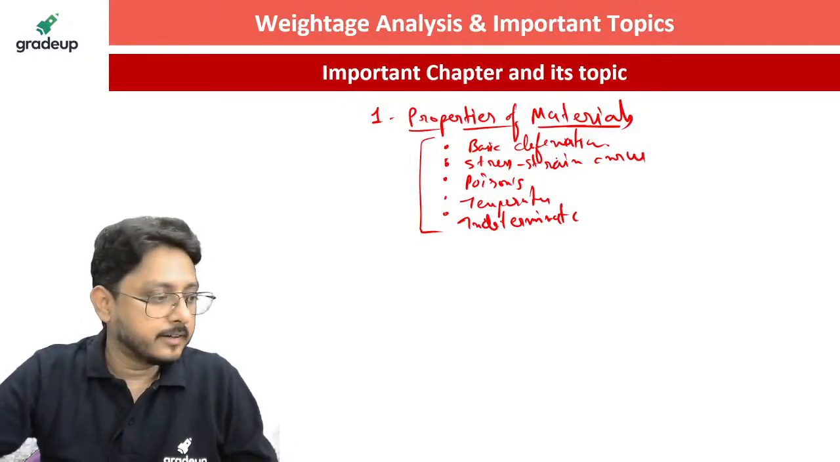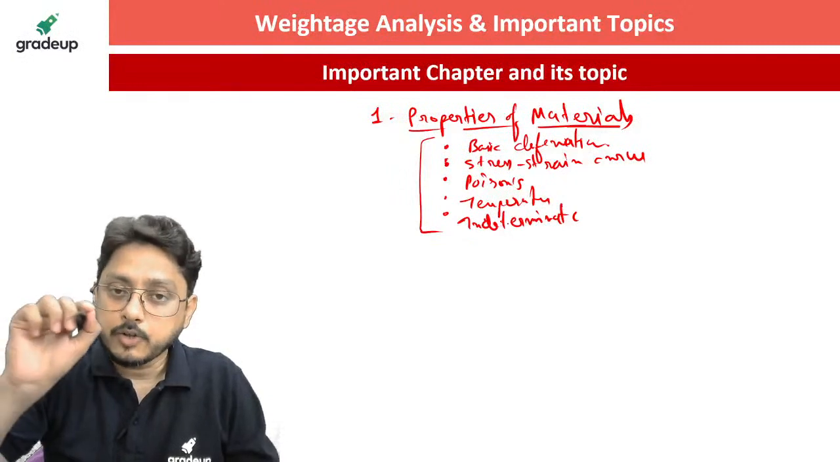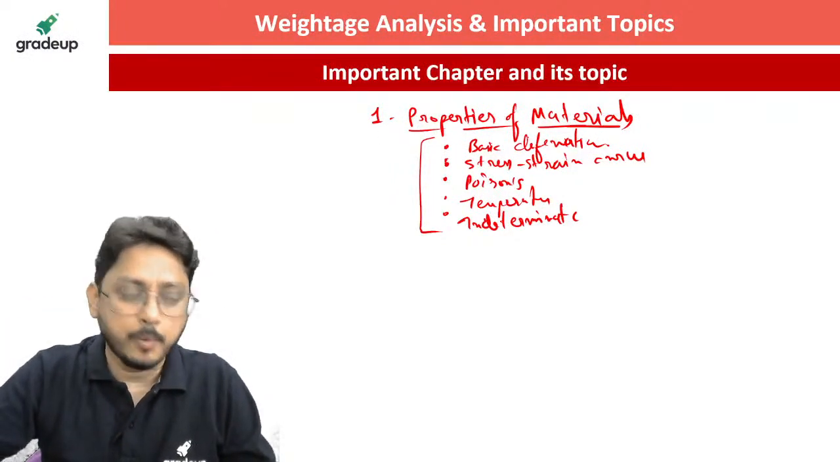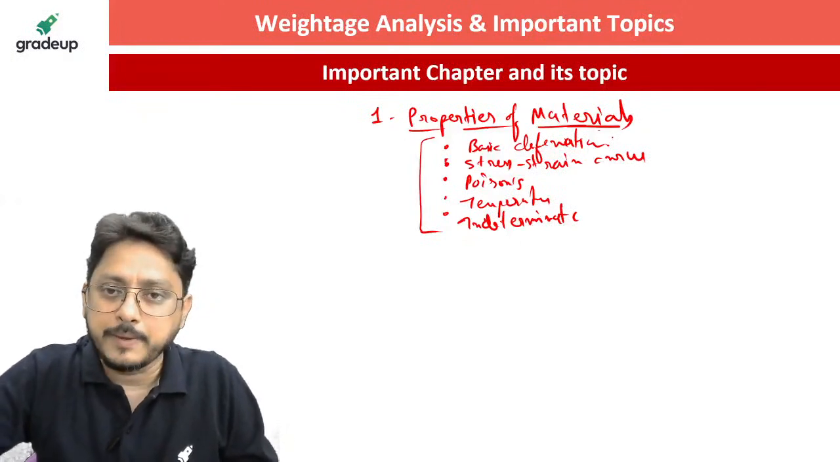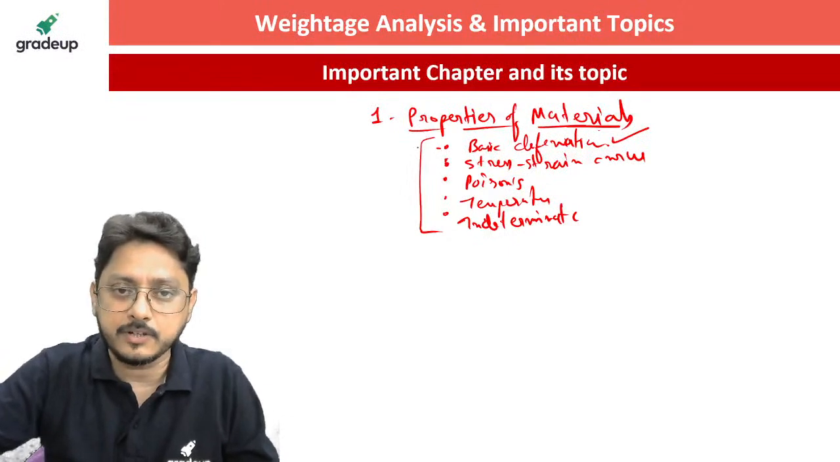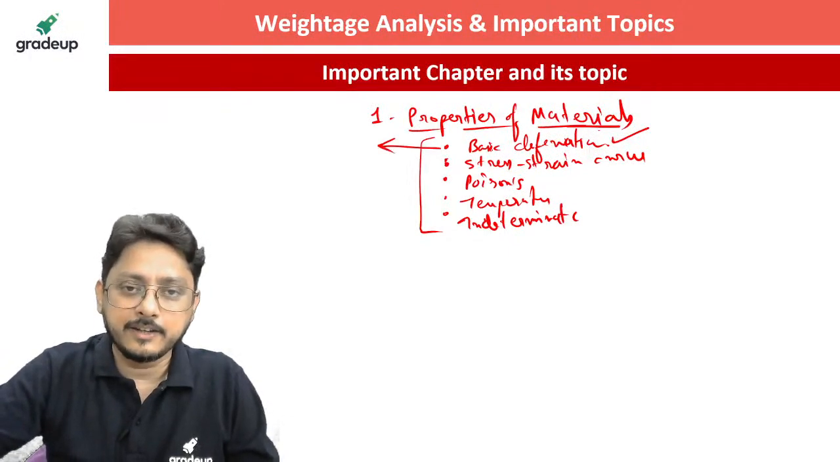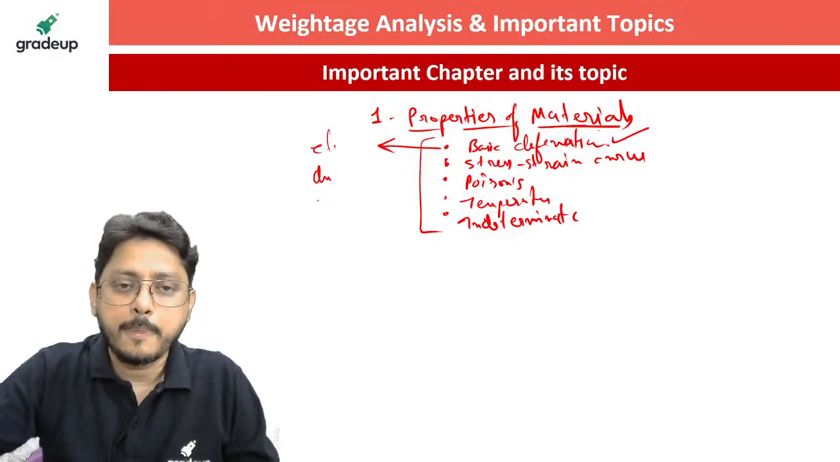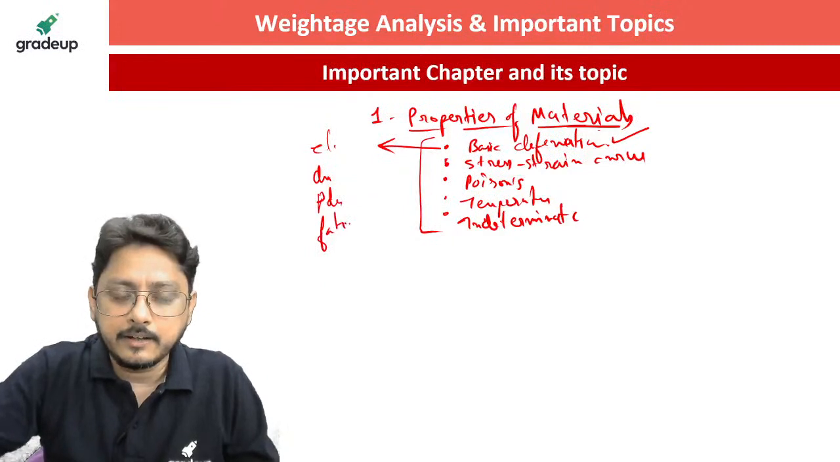If you are willing to complete it properly, you should know what the important topics inside a chapter are. These are the very important topics inside the chapter: properties of material. If you are clear about the basic definitions, it includes, if you are not aware of it, I'll write it down. Basic definitions, do not consider it a small one, right? All that: elasticity, ductility, then plasticity, then fatigue, then creep, then malleability.